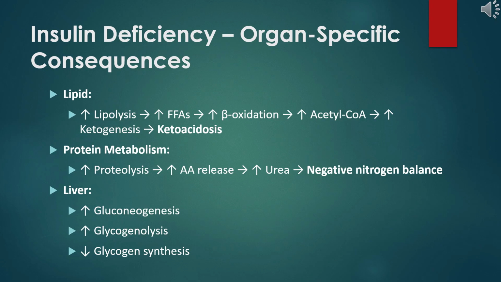Proteins are also broken down into amino acids, which increases urea production and causes a negative nitrogen balance. The liver begins producing more glucose and breaks down glycogen, and it is unable to store any.